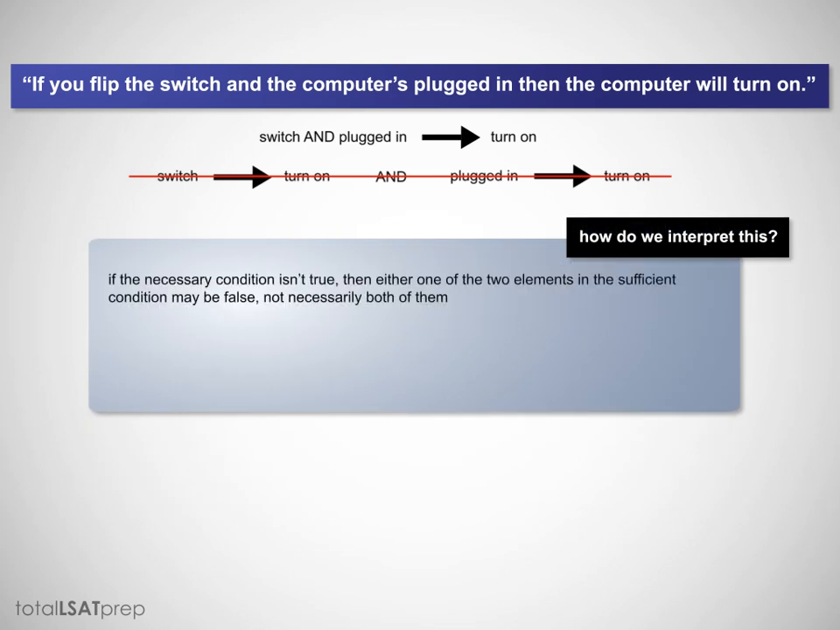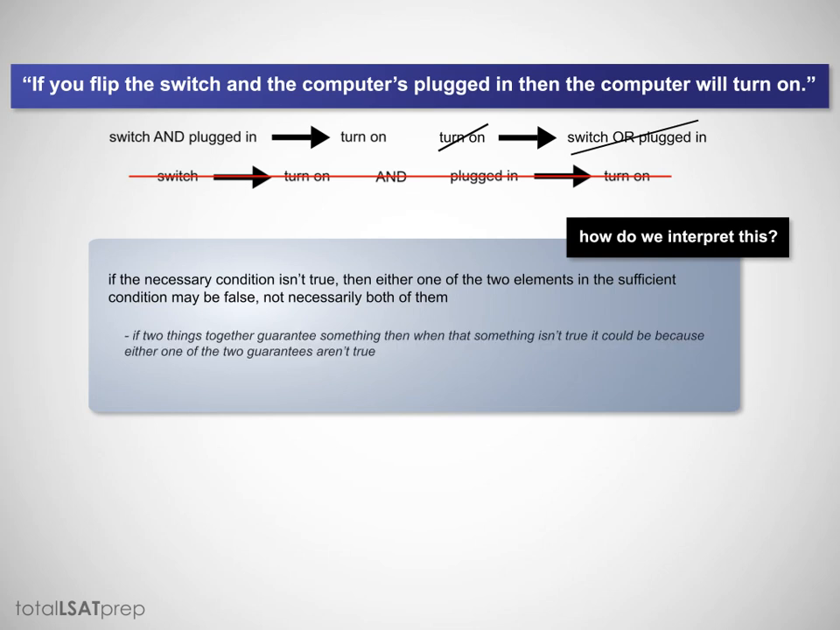So, if the necessary condition isn't true, then either one of the two elements in the sufficient condition may be false, but not necessarily both of them. And that's why here in our diagram for our contrapositive, we'll flip the two around and we have turn on negated, but we no longer have to say that both the switch has to be off and the computer has to be unplugged. Either one of those is fine. So, if the two things together guarantee something, then when that something isn't true, it could be because either one of the two guarantees aren't true. Either because the switch isn't flipped or because it's not plugged in.